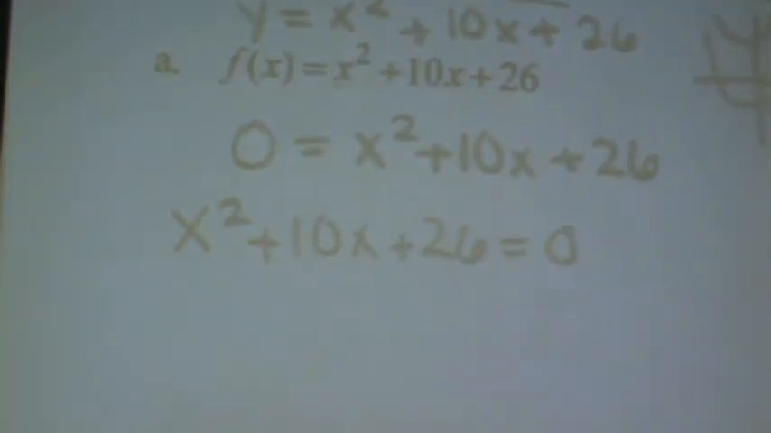Let's complete the square. You gotta work out these kinks. So, if it's the best method, let's use it. What should you first do? Subtract 26.